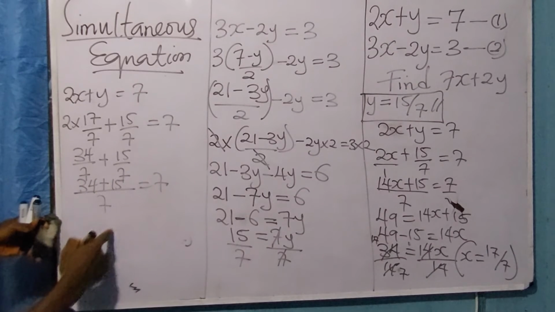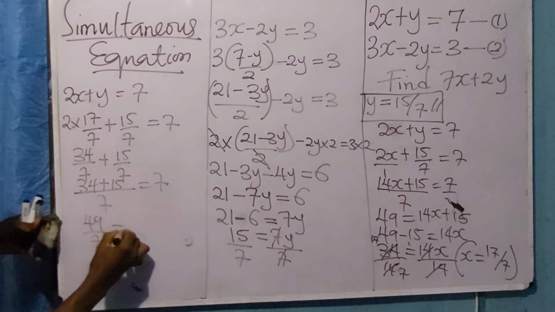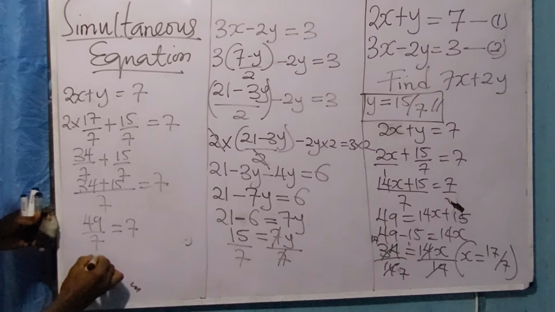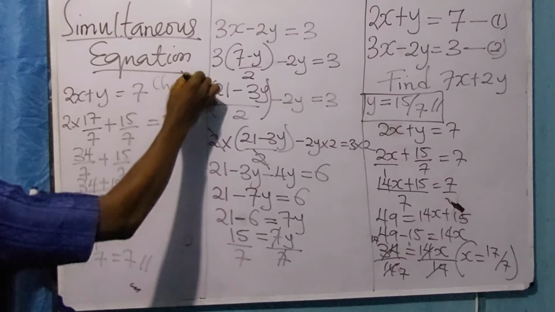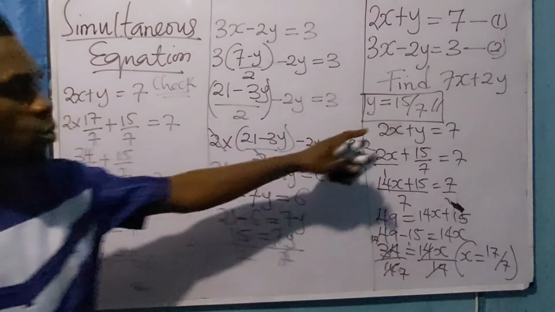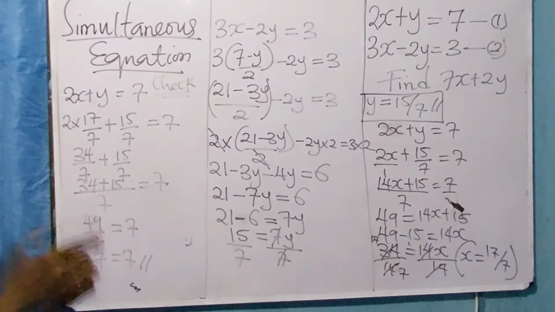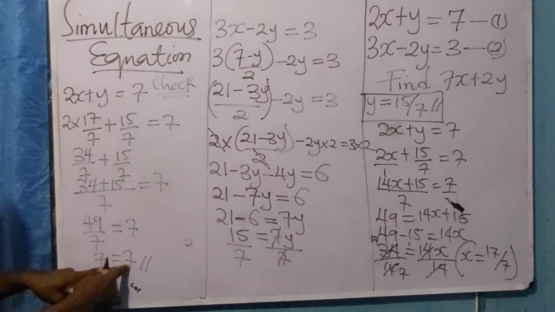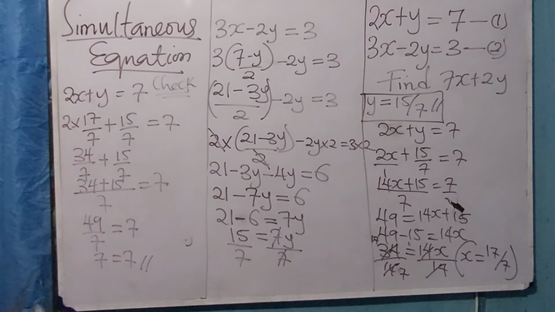Now, this plus this is 49 over 7 equals 7. So 49 divided by 7 is 7, 7 equals 7. Good. This is what we call a check. Which means that since we had y to be 15 over 7 and x to be 17 over 7, after checking, our left hand side equals our right hand side, which means that all that we have solved is completely correct.